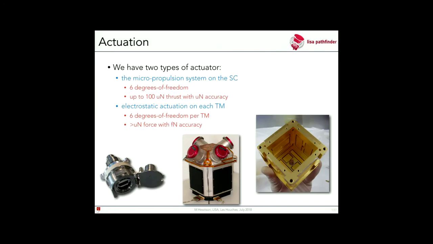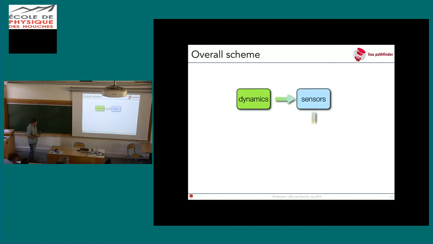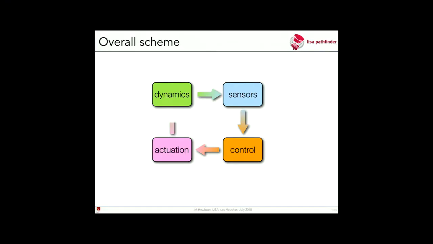We have actuation, two types primarily. One on the spacecraft using micronewton thrusters. They can do something like up to 100 micronewtons of thrust, but they do it with micronewton accuracy. And then we're able to do also actuation through electrostatics on the test mass using the same electrodes in all 6 degrees of freedom, and that can be of order micronewtons of force, but with really high resolution, so with femtonewton accuracy. So how does this all work in total?